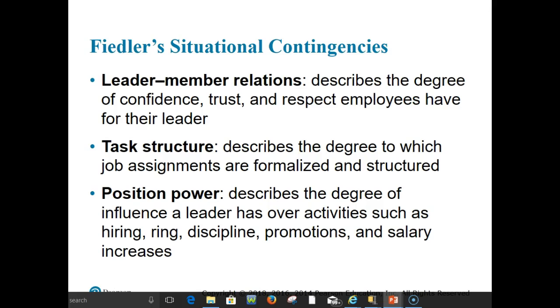Now, the first one is leader-member relations, and that is the degree of confidence, trust, and respect employees had for their leader, rated as either good or poor. Next, you had task structure, and that is the degree to which job assignments were formalized and structured, and they were rated either high or low. And then finally, you had position power, and that is the degree of influence a leader had over activities such as hiring, firing, discipline, promotions, salary increases, and you're rated as either strong or weak.